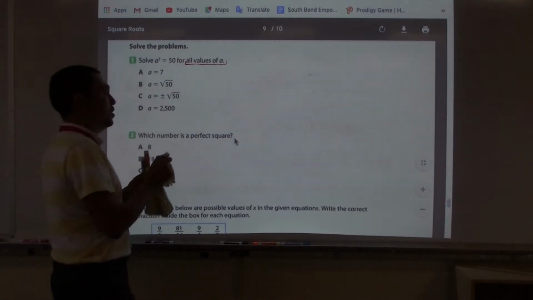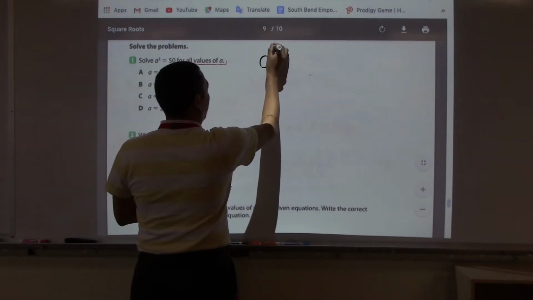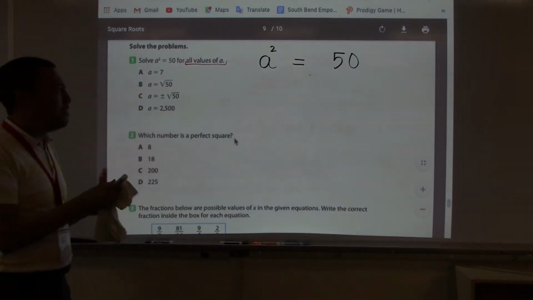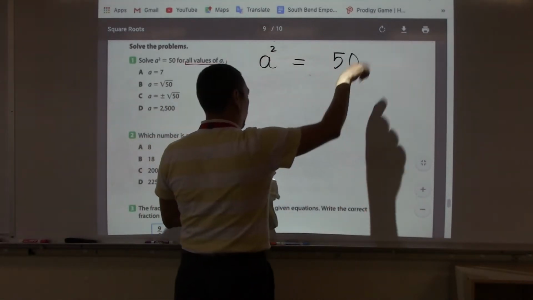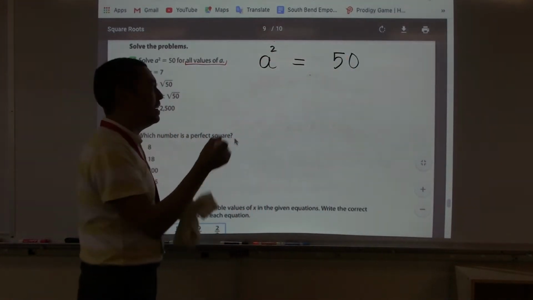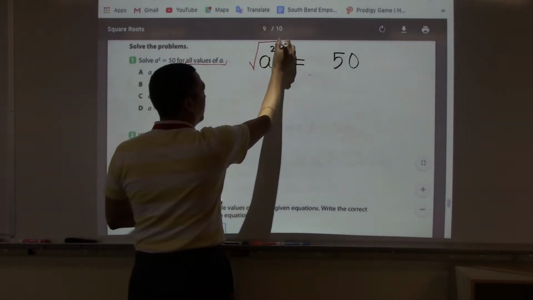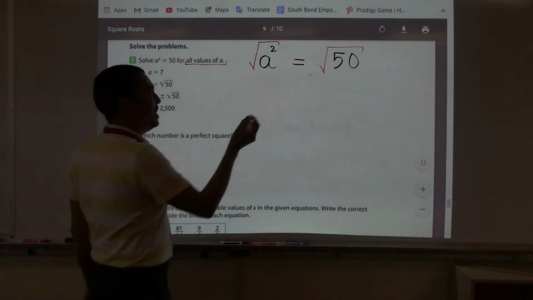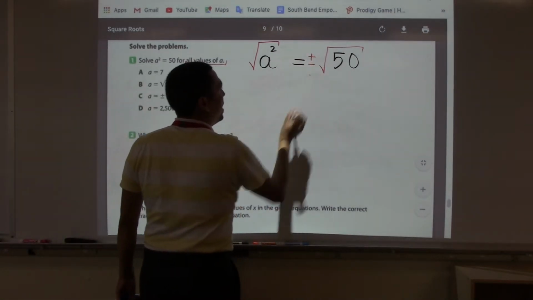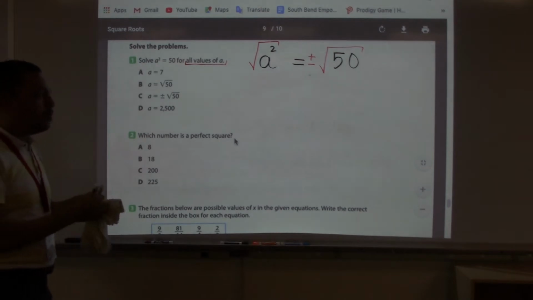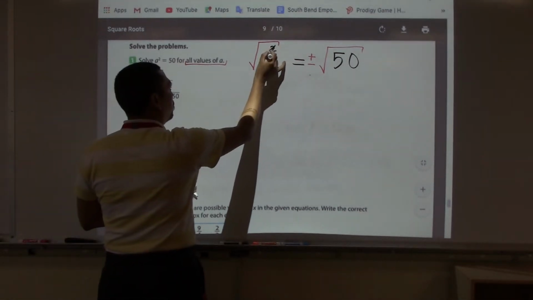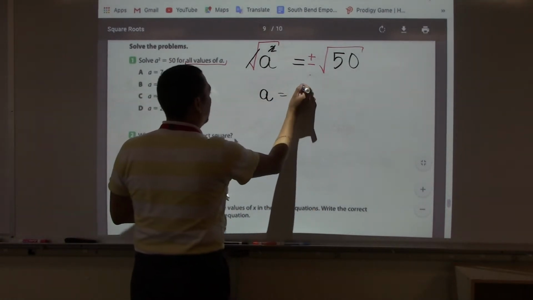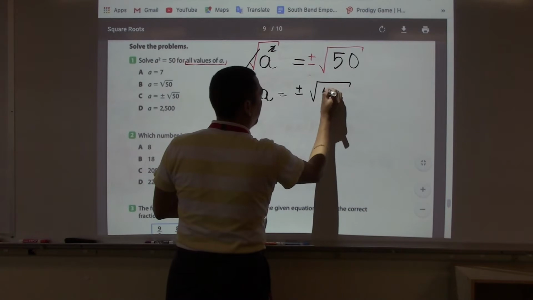So let me type the equation here. So I'm going to write the equation. A squared is equal to 50. Remember, if you have a squared equal to whatever number, we're going to apply the square root on both sides of the equation. Don't forget that one is positive and also negative, plus minus. What happens now? This square goes away with the radical, so you have that a is equal to, I'm going to write this one, plus minus square root of 50.